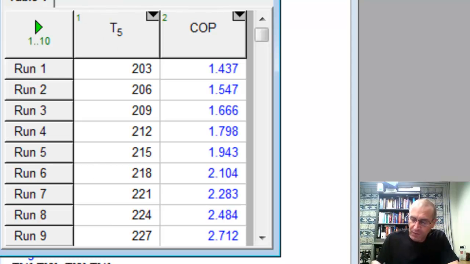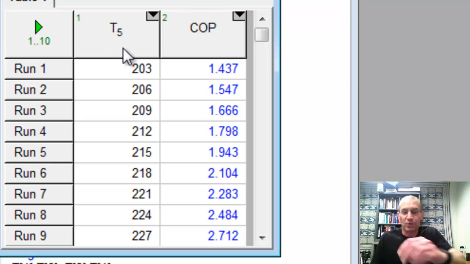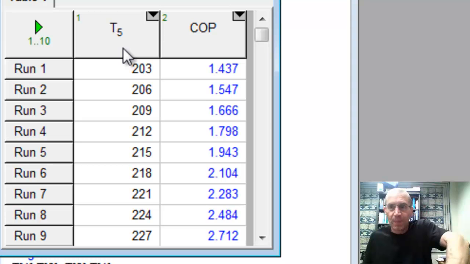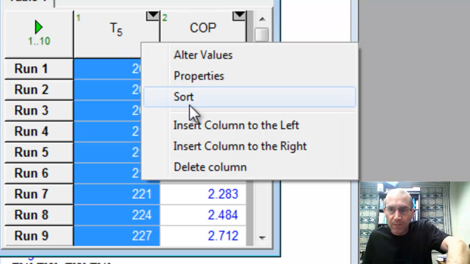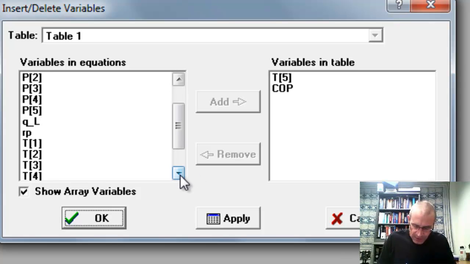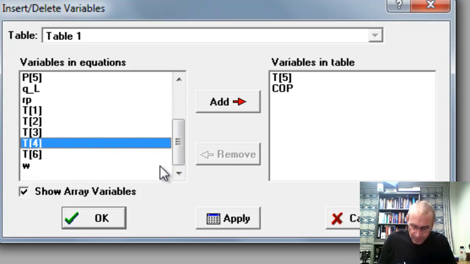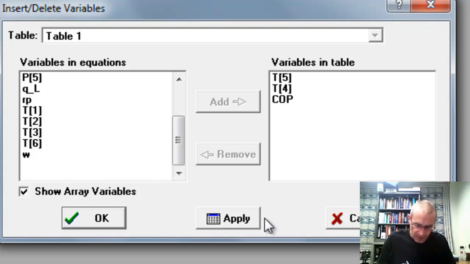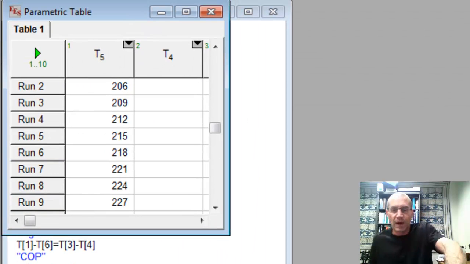Now, one of the things you want to be careful about is you want to make sure that T5 doesn't ever get any warmer than essentially, I'm sorry, that T4 doesn't get any warmer than T3, which is the temperature of the room. And so we can actually go ahead and add that. So I'm going to go ahead and add a column. And what I want to do is add T4 to this and solve for that one as well.